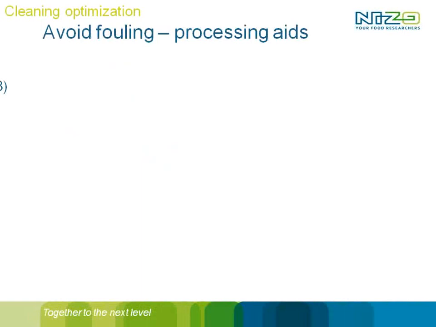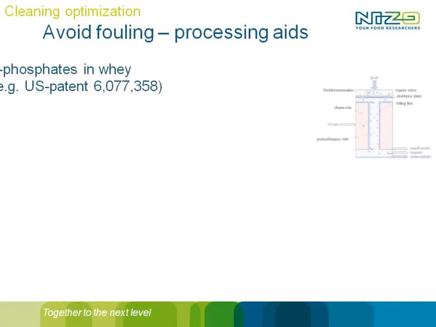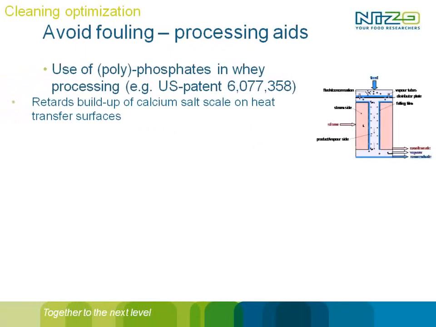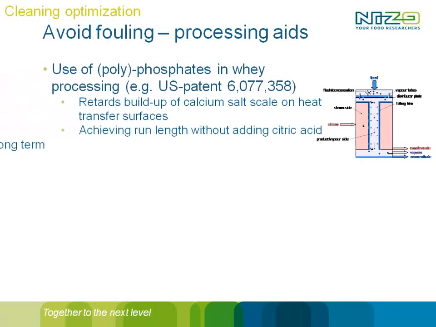Well, start with the processing aids, so the product properties. Something which is used more often in the dairy industry is the use of polyphosphates. If you talk about evaporators, for example, they suffer from a lot of mineral fouling. This mineral fouling is actually calcium salts, calcium phosphate, calcium citrate, which is deposited on the inside of your evaporator tubes. Something which you don't want, since it reduces heat transfer. It limits the efficiency of your equipment.